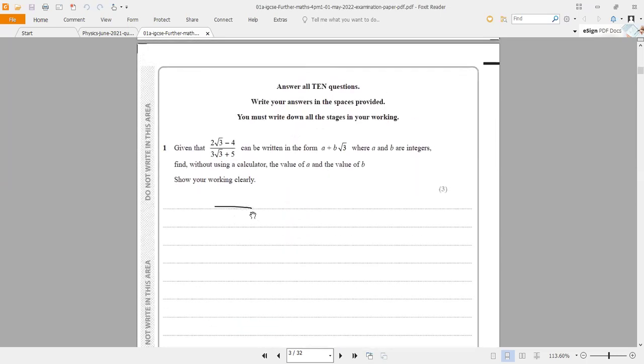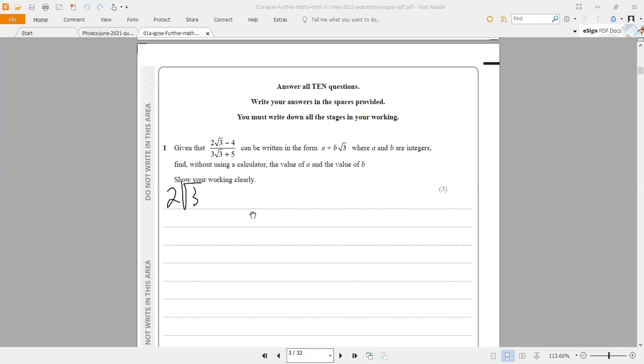Question 1 is a short problem. So quickly, let's get down to work. Given that (2 root 3 minus 4) all over (3 root 3 plus 5) can be written in the form a plus b root 3, where a and b are integers. Find, without using a calculator, the value of a and the value of b. Show your workings clearly. So we start.